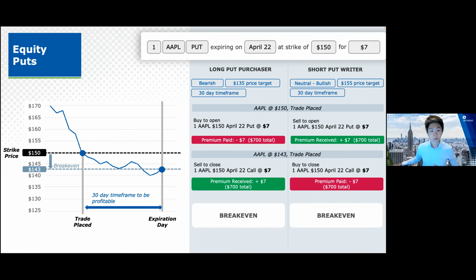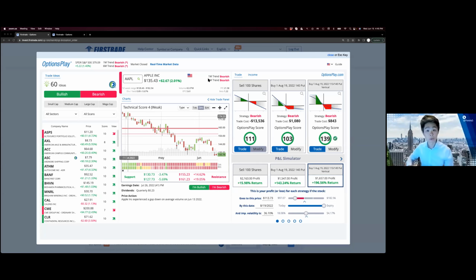So thank you so much for running us through those different scenarios. What I want to do now is run you through how to use the Options Play platform to do a similar type of analysis, but using real world examples of trades that you might actually make. And I'm going to use Apple here again as our example using the Options Play platform.